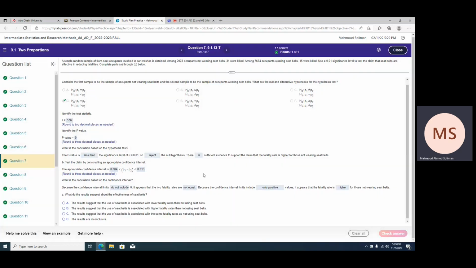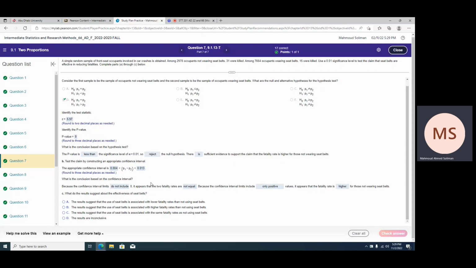If it's not equal, is it 2 tail or 1 tail? Where? Here. You look at H1. If it's not equal, it's two-tailed. If it's more than, it's one-tailed. If it's less than, it's one-tailed. For one tail, we do 1 minus 2 alpha. And for two-tailed, it's 1 minus alpha.